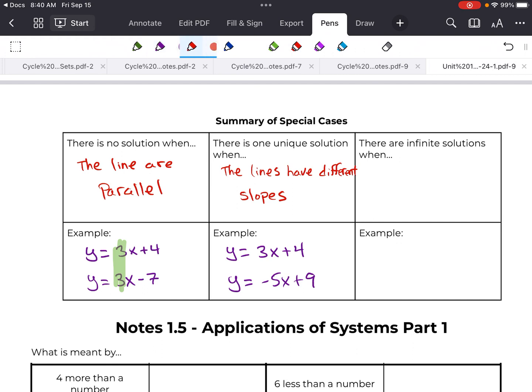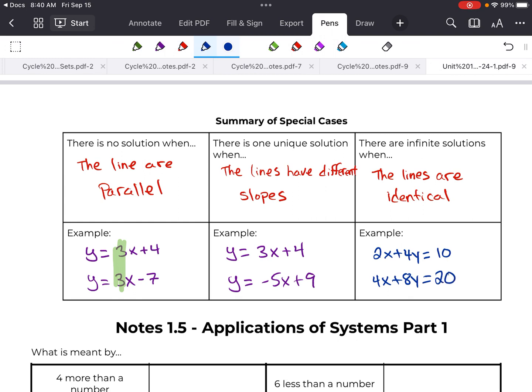And there are infinite solutions when the lines are identical. Okay, an example of this, I'm not going to put in y equals mx plus b. Let's say 2x plus 4y equals 10 and 4x plus 8y equals 20. Okay, those are the exact same, they're just doubled. Also, when you're writing that there's infinite solutions, you don't have to write the word infinite. You could just do the sign if you want.